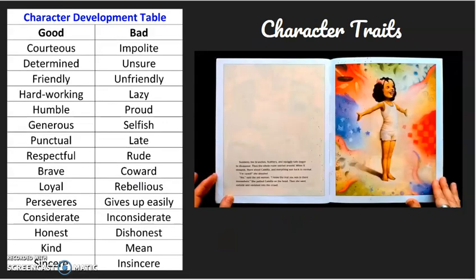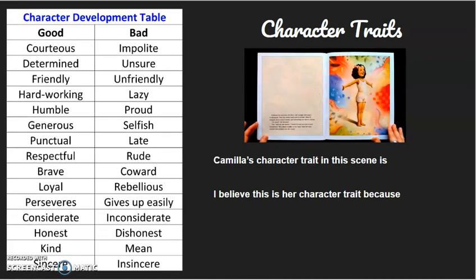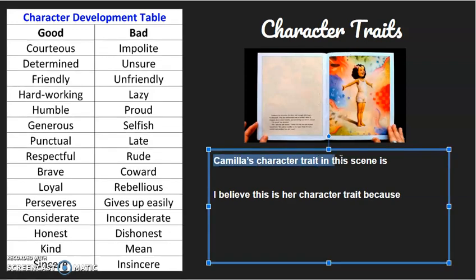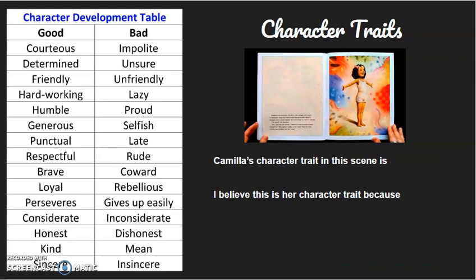Alright, now you are going to try. So here is another picture near the end. This is after she's eaten the lima beans and after she's changed herself back into her normal color, and she's no longer changing colors or sick, and she's not changing into anything. This was after the lima beans were given to her by that old woman. So I want you to think of what her character trait is, using Camila's character trait in this scene is, and then fill in the blank, I believe this is her character trait because, and explain it. So pause your video, and I'm going to leave it on this screen for you. Alright, if you have not paused your video, you need to pause it and do it. There's no way you could do it in 2 seconds. I wish you could. That would be great, but you can't.